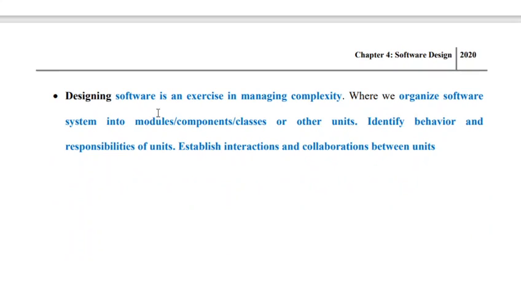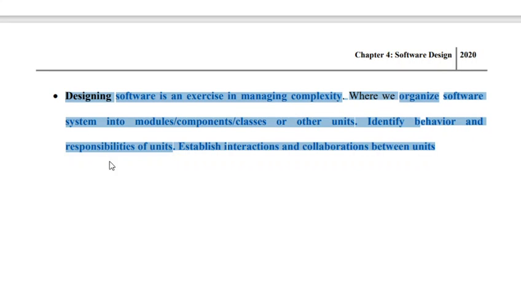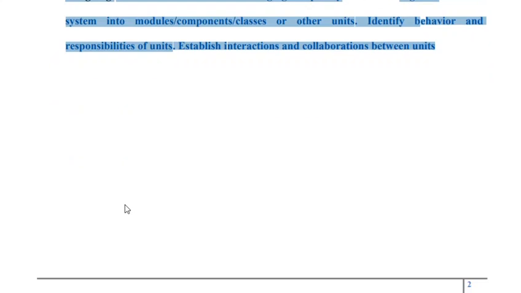Now, design is a mechanism for managing complexity, because here we are trying to reduce the information content of the overall system so that it can be easily interpreted and implemented into an executable set of code, right? Here we organize the system in terms of modules, components, or classes and other units, where we try to identify behavior and responsibilities and establish interaction and collaboration between units. So design helps in managing complexity by organizing the system as a collection of modules, components, or classes, identifying behaviors and responsibilities, and establishing interaction and collaboration between units.